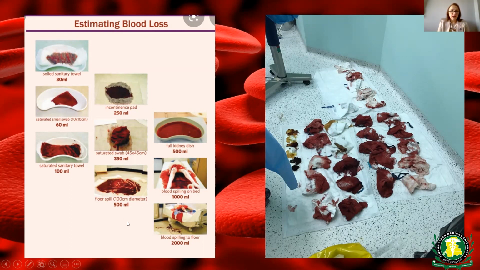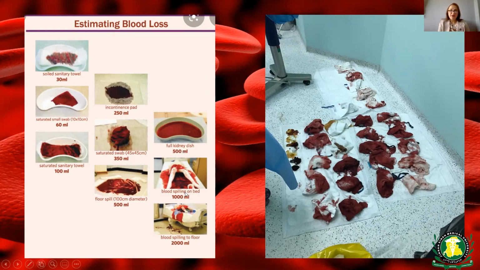So when we come to estimating blood loss, if a sanitary towel is half soiled, it is 30 mils. If a 4x4 swab, a small swab, is completely soaked, it is 60 mil. If it is a saturated sanitary towel, it is 100 mils. If on the Anko sheet or an incontinence pad there is a stain in the center, it is 250 mil. If there is a floor spill, it's already 500 mil. A full kidney dish is also 500 mil.